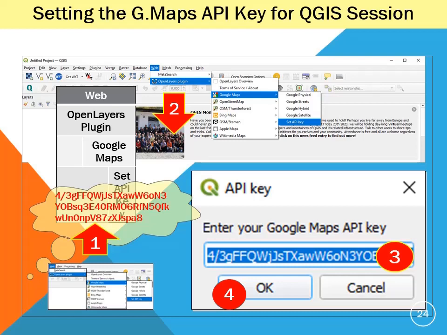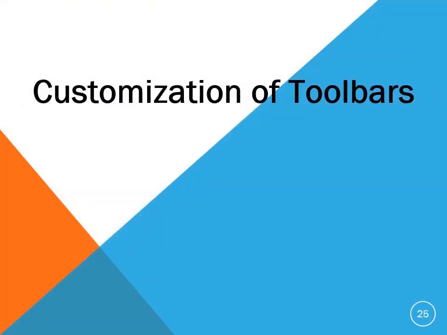There are some other easier methods to achieve Google Earth maps on sessions of QGIS, which will be explained in next slides. At an earlier instance, it was advised that the number of toolbars needs to be minimized. This process is customization of toolbars. Let us see how customization is carried out in QGIS.